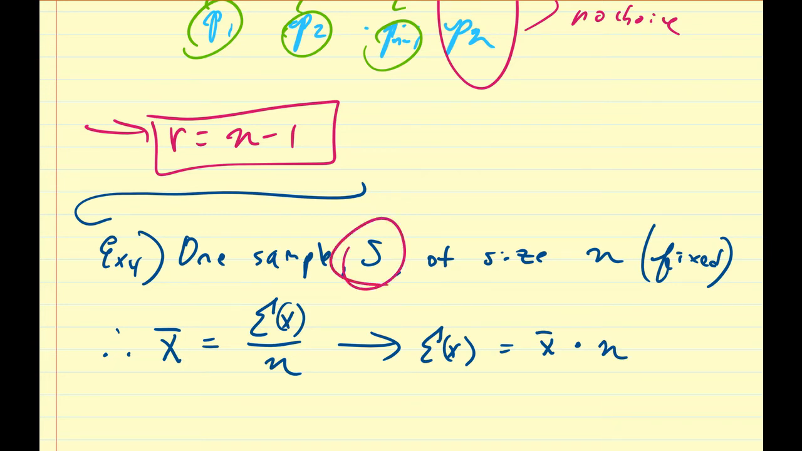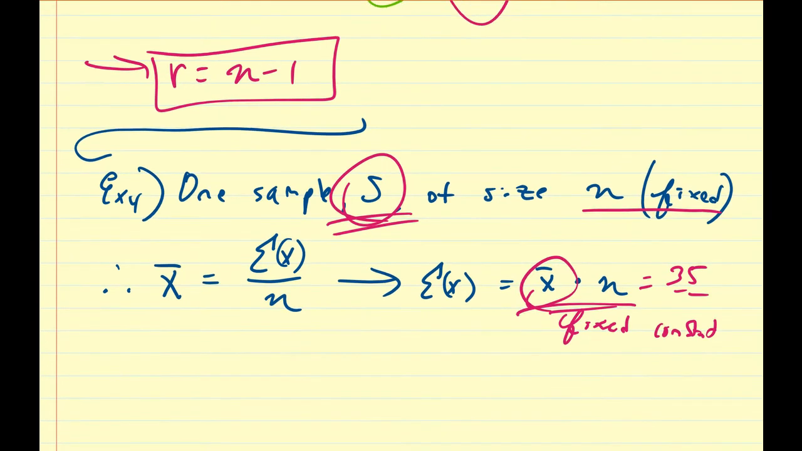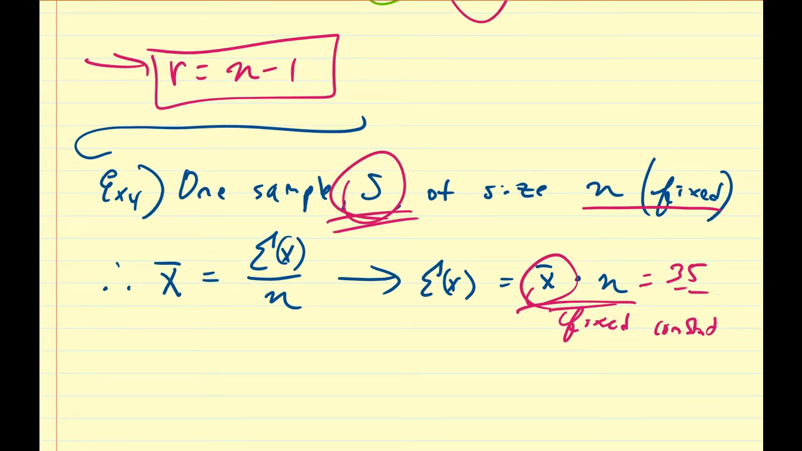So if this value is set in an arbitrary way, and n is fixed, that means x bar is also fixed. So this right-hand side is going to be a fixed constant. Let's say it's equal to 35. So how many degrees of freedom for the values in my sample do we have?